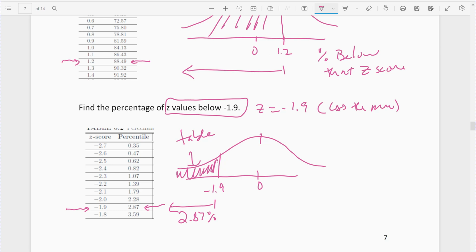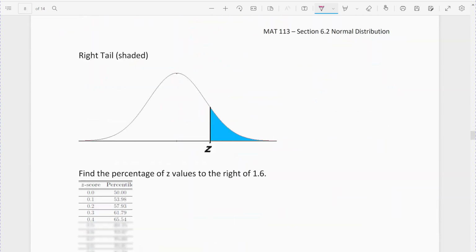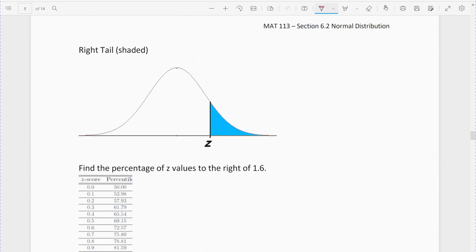So what if I want to find above or between? Well, then it gets a little harder. So that's exactly reading from the table. That's what the table gives me. It gives me the percent below the z-score. So what if I want to find stuff above it? What if I'm looking for the percent above my score?